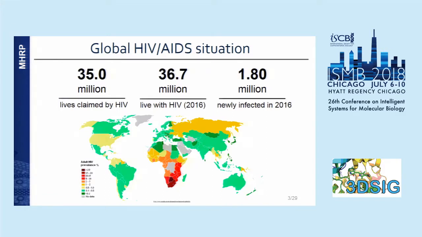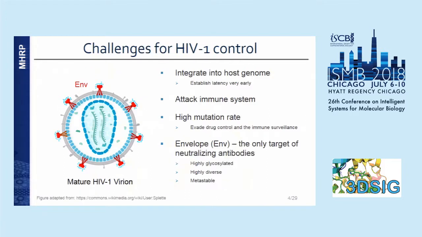As we know, HIV continues to be a public health issue. It has claimed 35 million lives so far, and there are about 37 million people living with HIV. In 2016, there were about 1.8 million newly infected cases. The vast majority of people living with HIV are in middle and low-income countries, especially in the sub-Saharan African region.